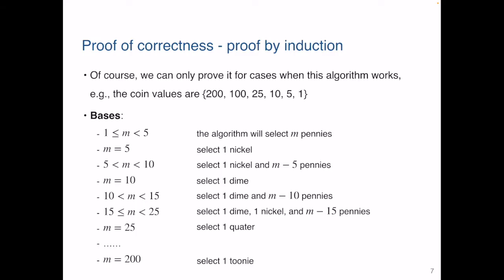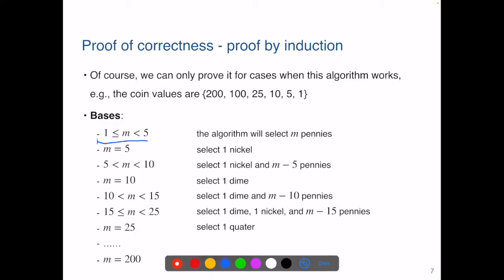So with the Canadian coins, we know greedy works well, and now let's prove its correctness. The proof involves something we don't see all that often: multiple bases. When m is 200 or less, we treat all of them as bases. So when m is greater than or equal to 1 but less than 5, the only solution is m pennies. When m is 5, we can just use 1 nickel. When m is between 5 and 10, we can use 1 nickel and the rest of them will be pennies.